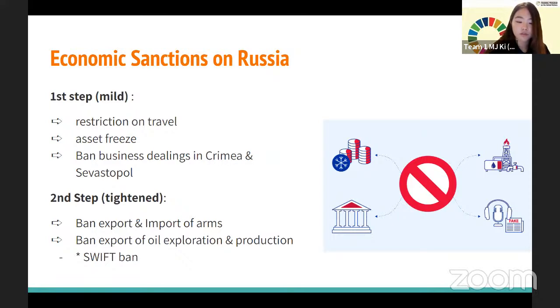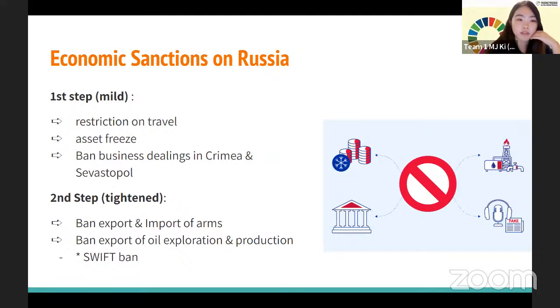However, after tensions rose in the Ukrainian war with months of ongoing battles and destruction, sanctions were tightened considerably in many areas. The export and import of arms were forbidden, as was the export of dual use goods for military use. Exports of certain types of goods related to oil exploration and production were also banned.